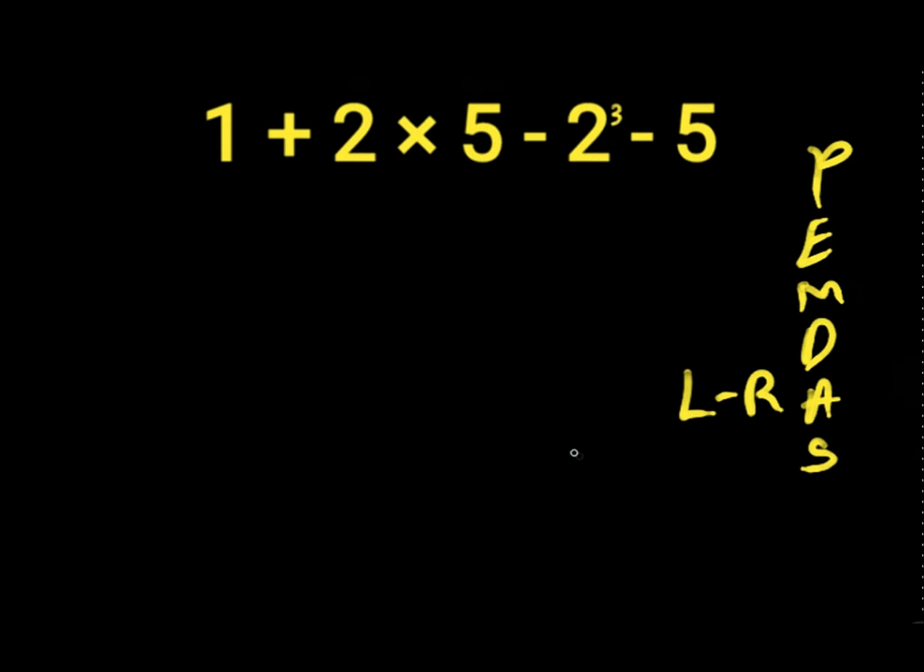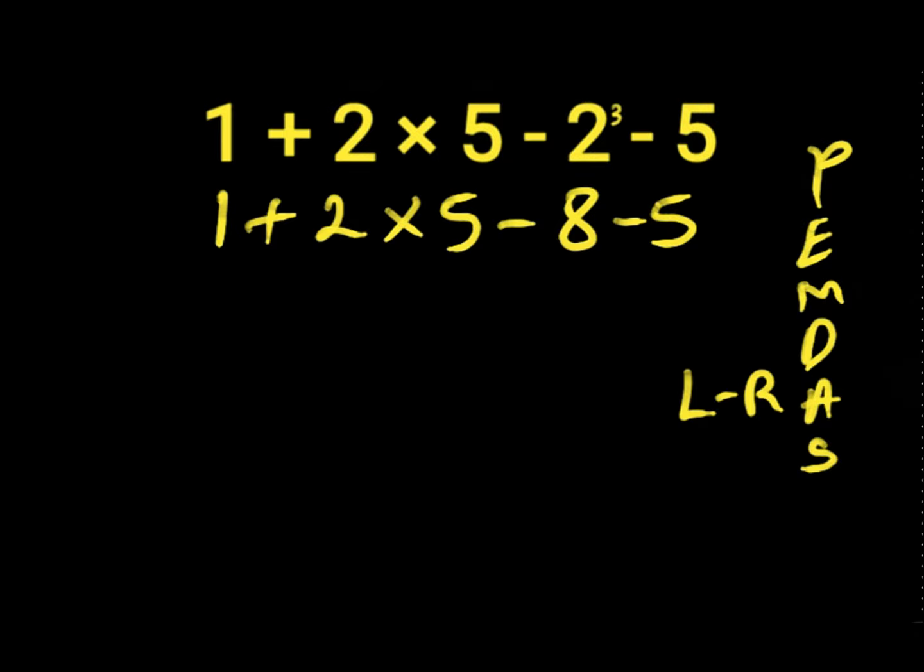First of all, we solve our exponent, which is 2 to the power of 3. 2 to the power of 3 is 2 times 2 in 3 places. Then it will give us 8. Then we'll put down our 8. Then we have 1 plus 2 times 5 minus 8, then minus 5.